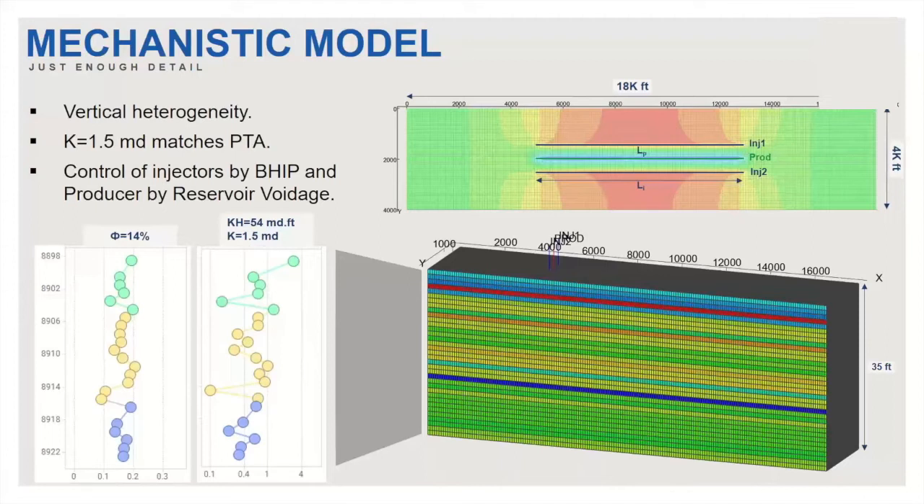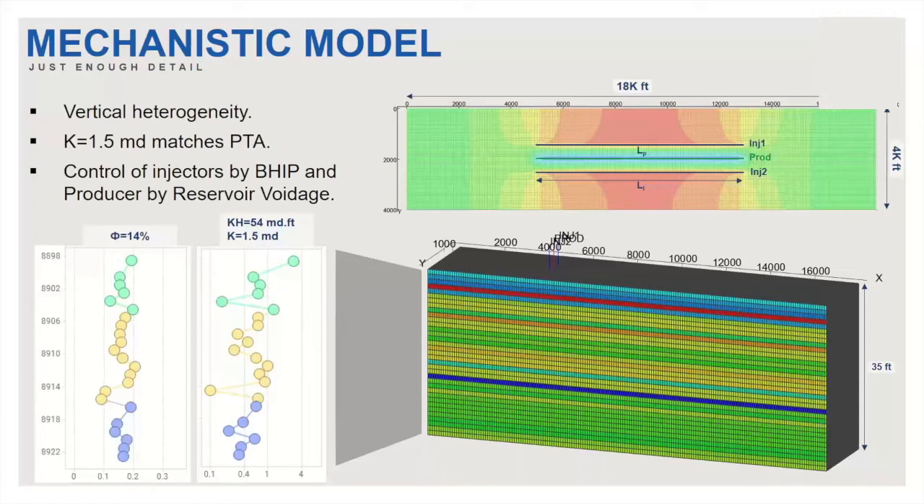So in our case, the model was built with a resolution of 30 by 30 meters on the horizontal plane and 1 foot resolution vertically, resulting in 500,000 cells and allowing for at least 20 cells between injector and producer, which is very reasonable. The vertical heterogeneity is an important aspect of this reservoir, and that's the reason behind our choice to go down to 1 foot vertical resolution. The properties were populated based on core data calibrated to PTA, and the average permeability is around 1.5 millidarcy. But we'll see later on a different case with a higher permeability.